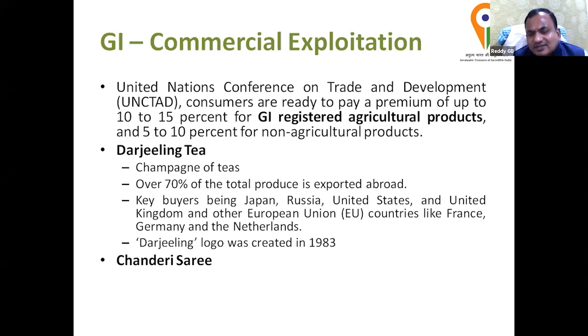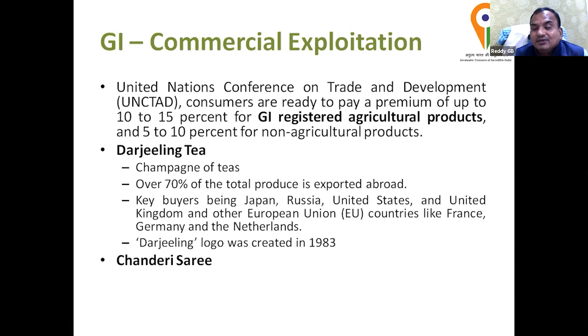A small example you can see. Take the case of Darjeeling tea. In fact, it is one of the most unique kinds of tea produced in the Darjeeling area of West Bengal. It was the first to be registered, and you will be happy to know that more than 70% of its total produce is exported. More than 70%, right? Countries like Japan, Russia, US, and UK, and many countries in the European Union, use Darjeeling tea.